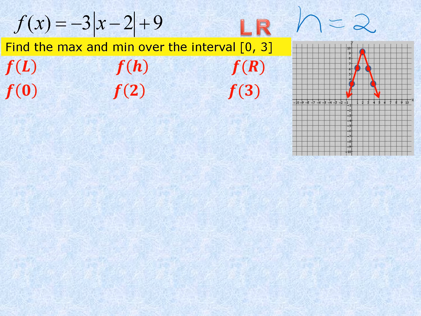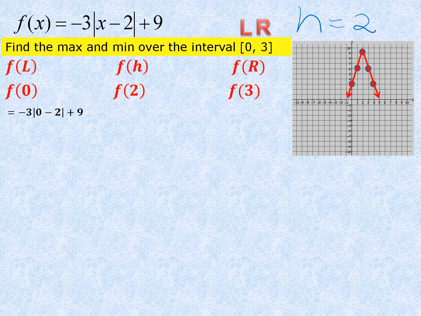But before we go on, is 2 in between 0 and 3? Yeah, it is. So we have to calculate it. If it wasn't, forget it, cross it out. We don't have to do it. But this time it is in between 0 and 3, so we have to consider it. So I'm going to plug 0 in for x, then I'm going to plug 2 in for x, then I'm going to plug 3 in for x.